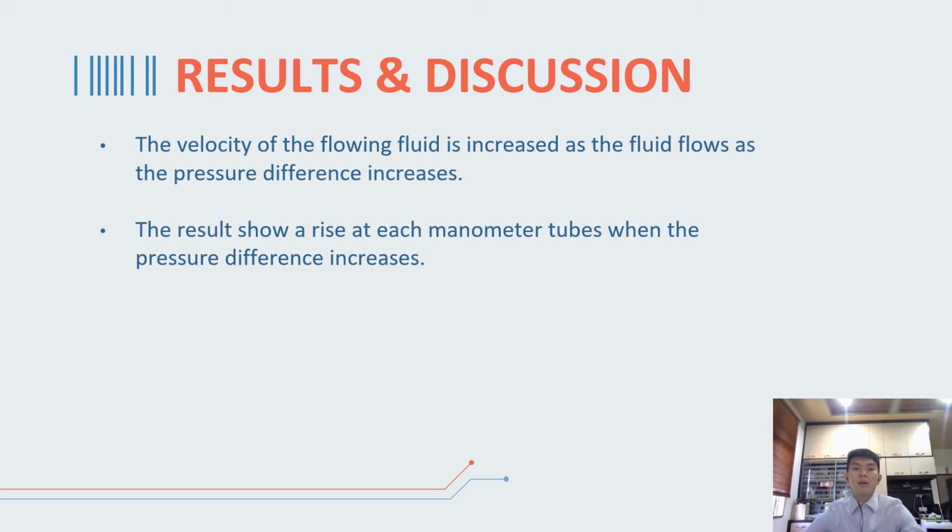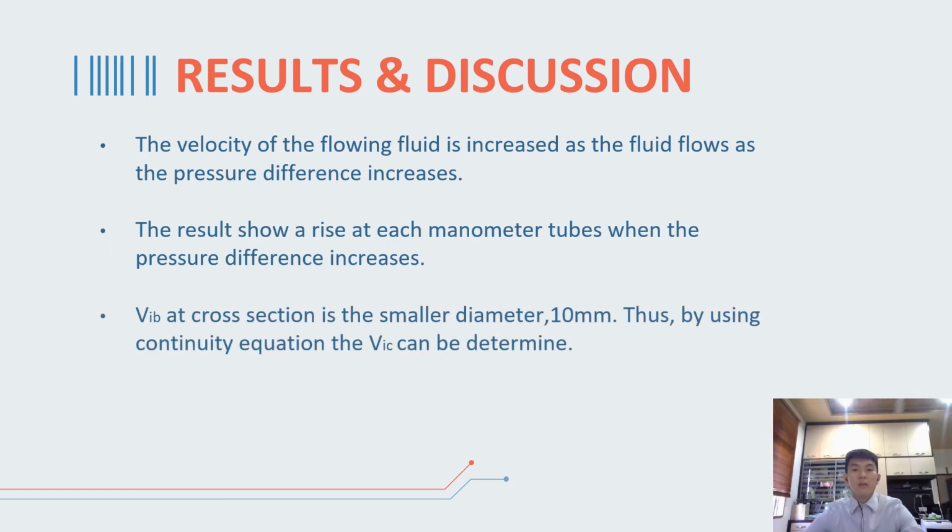From the analysis of the results, it can be concluded that the velocity of the water decreases as the water flow rate decreases. By using the Bernoulli equation, the results show that the highest velocity is at the cross section with the smaller diameter, which is 10 mm. By using the continuity equation, the VIC can be determined. The result shows that all differences of VIB minus VIC are positive values. Therefore, it shows this experiment is done successfully.